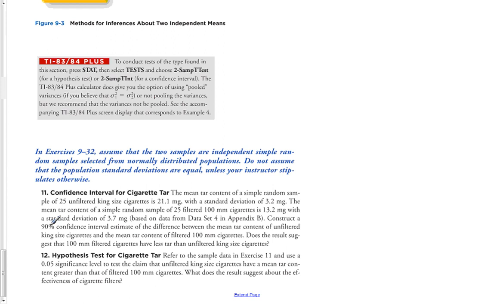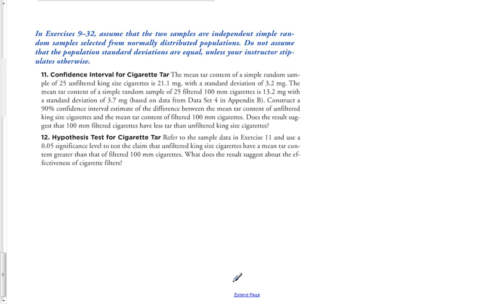All right, so now we're down here and it says, assume that the two samples are independent, simple random samples selected from normally distributed populations. Do not assume that the population standard deviations are equal unless your instructor stipulates otherwise. I am not stipulating otherwise. I do not want you to assume that the two population standard deviations are equal. I do not want you to make that assumption. All right, so let's go ahead and look at this.